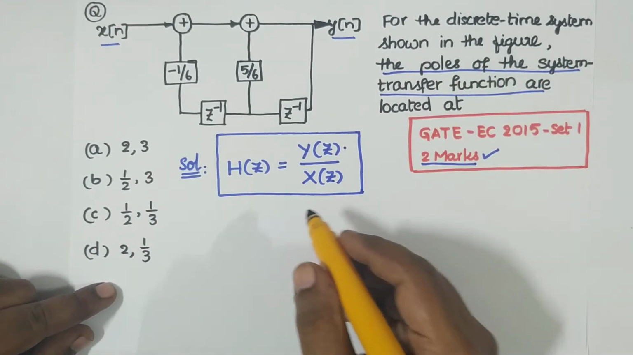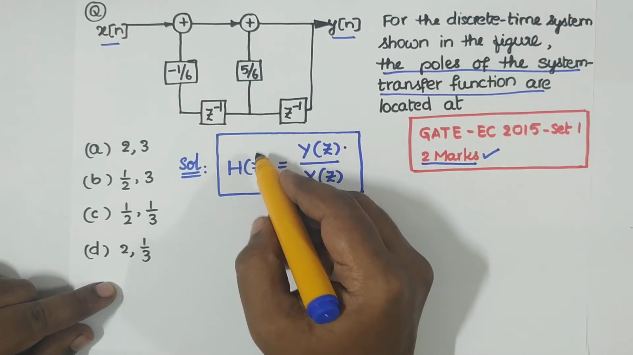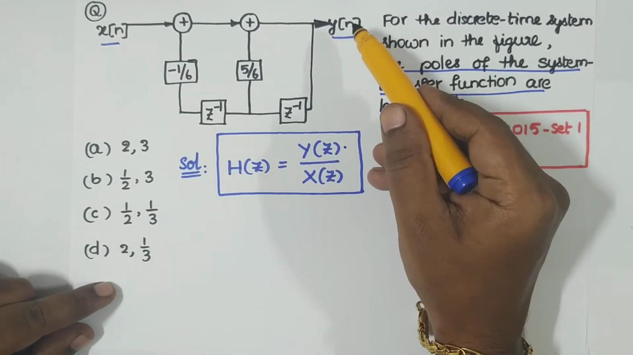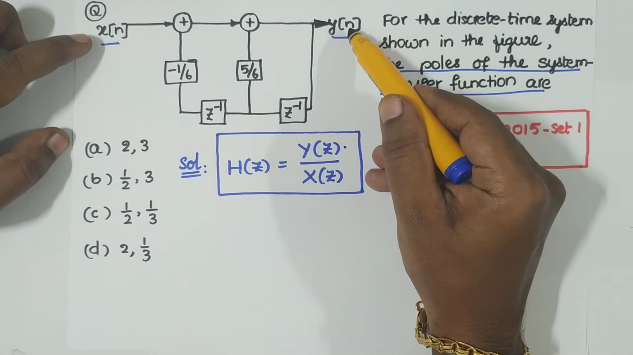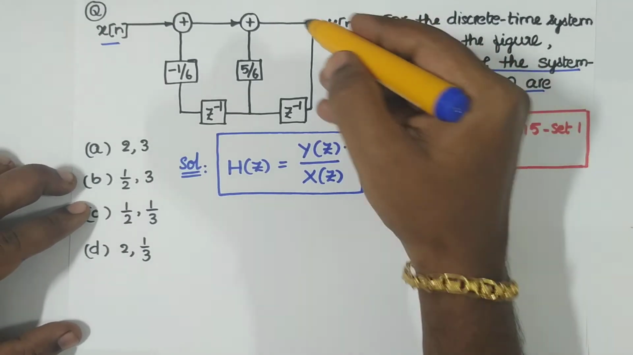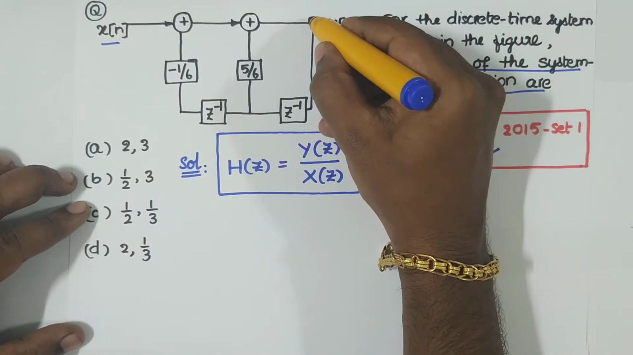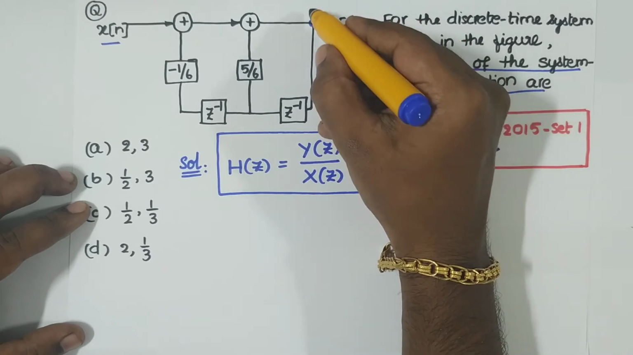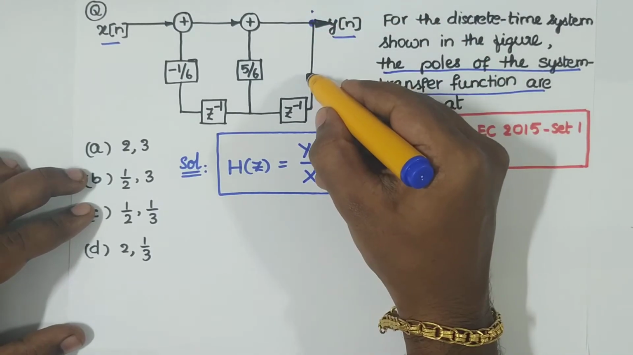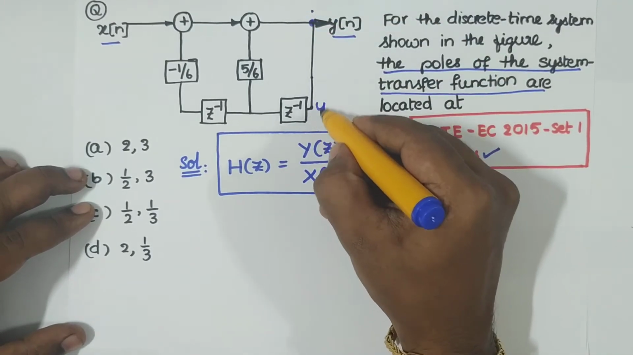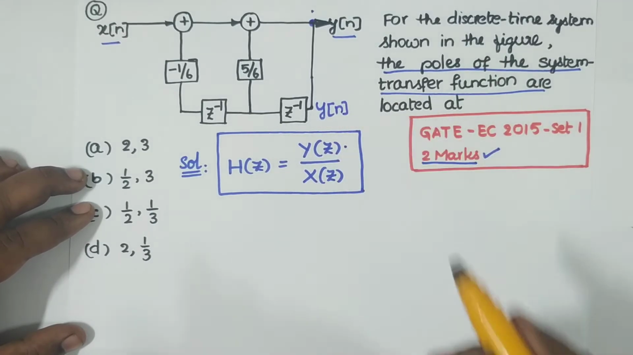Before we find h of z, we should be able to construct the link between output and input. To construct that, you have a system like this. This is y of n, this is also y of n, this is also y of n. So here also you have y of n.